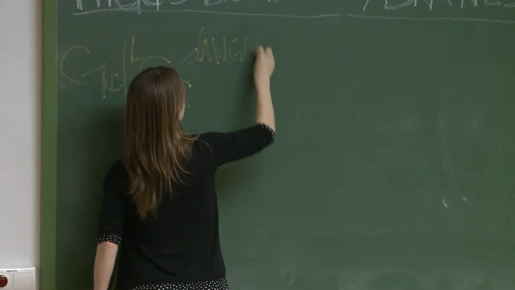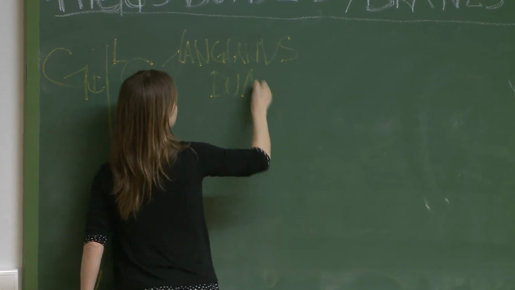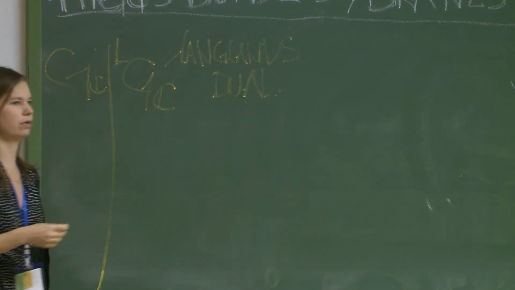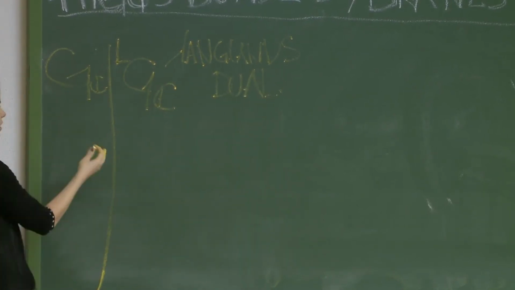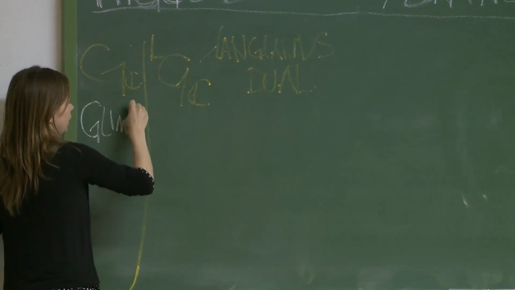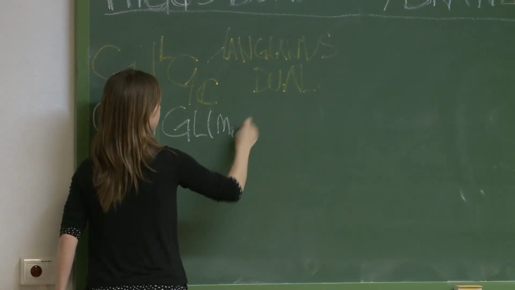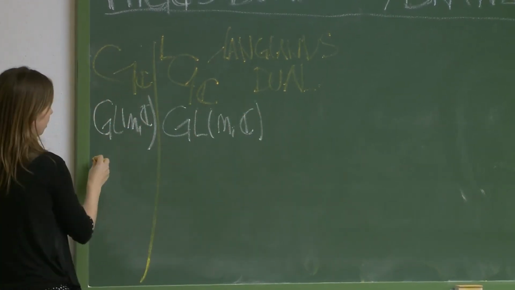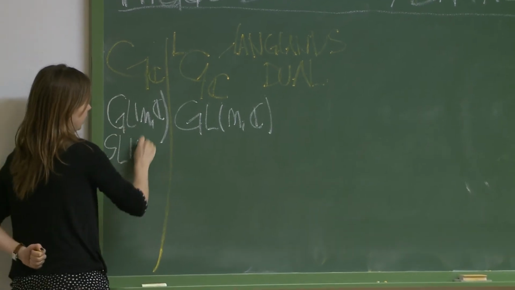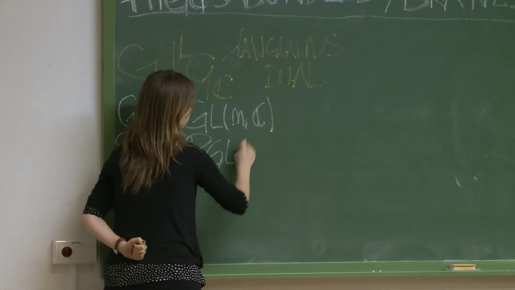Langlands dual. Just looking at co-roots of your group. And the cases that we're caring about, so we started with GLN, GLN(C). And this is self-dual. If you were to take, for instance, SLN(C), you would have PGLN(C).